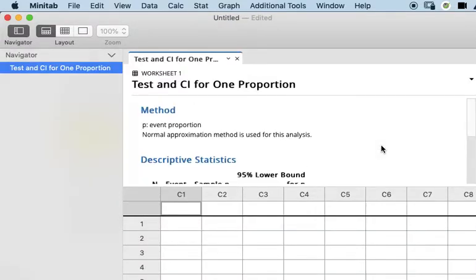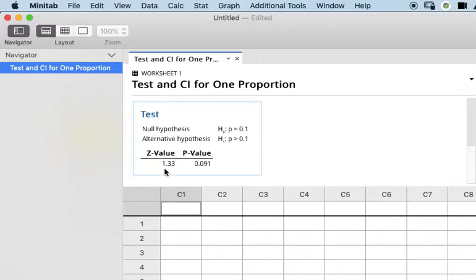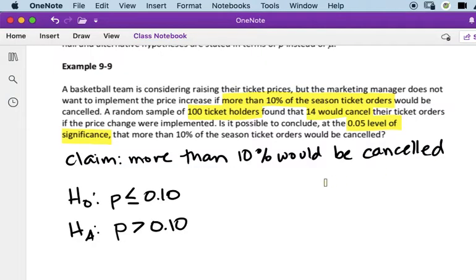And here are my results. I can scroll down to where it talks about the test, the z-value, which you sometimes will need to put in the homework problems. But what's going to help me answer my question is the p-value. My p-value is 0.091. So I'm going to write that over here.